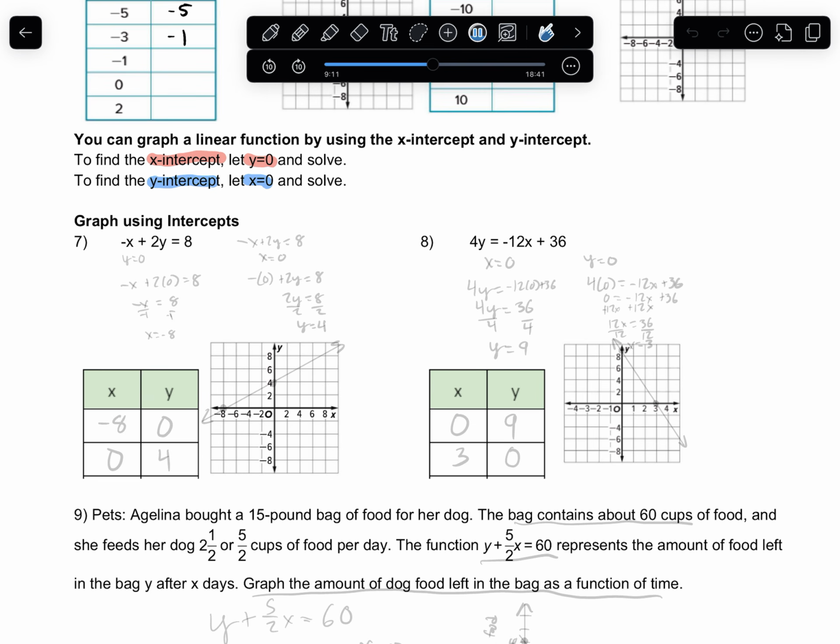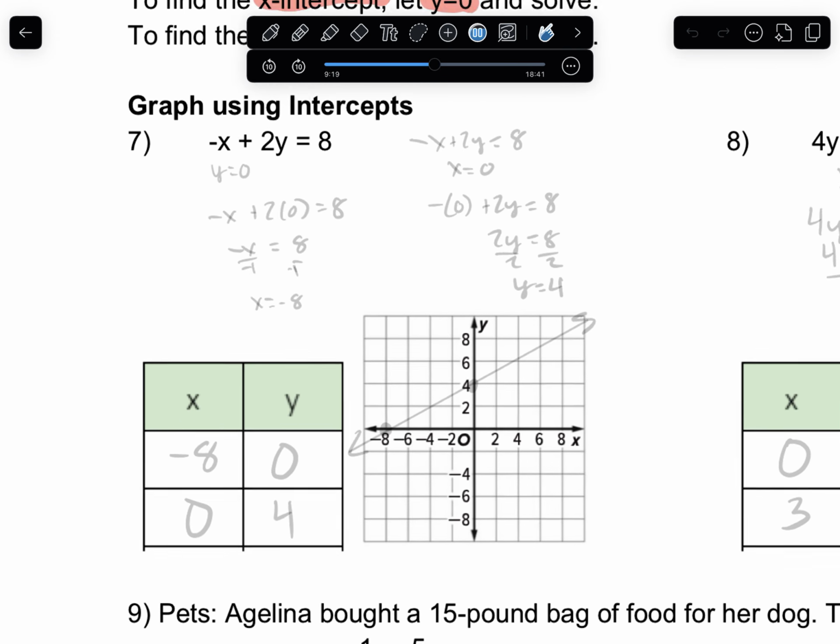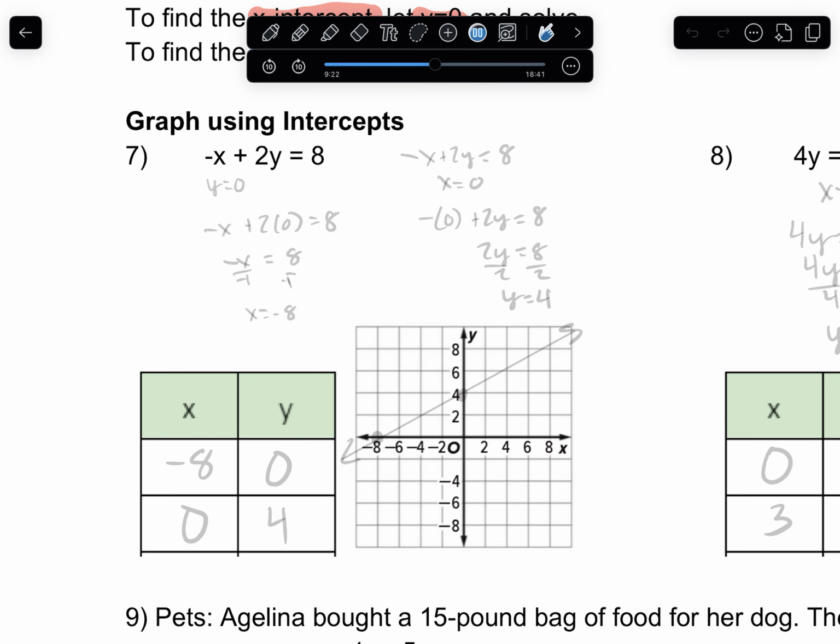So let's say you want to graph and you're just given a small table like this. How do we graph it? Well, let's start with when y equals 0. So when y equals 0, what is my x value? Then I have -x plus 2 times 0 equals 8. So then I just have -x equals 8, divide by -1 on both sides to get x equals -8. So then my x-intercept is (-8, 0). And I can plot that point if I like.